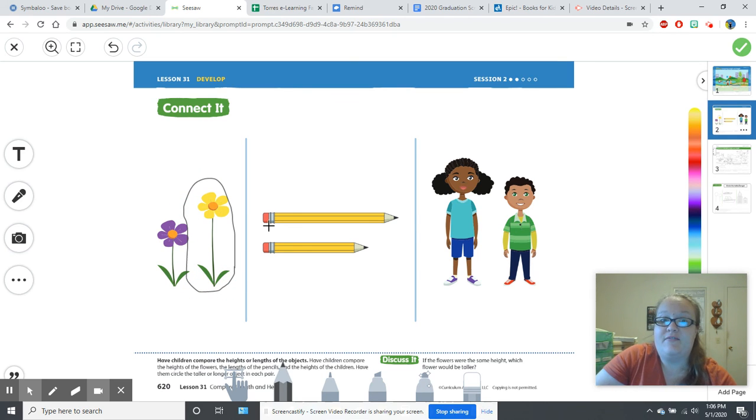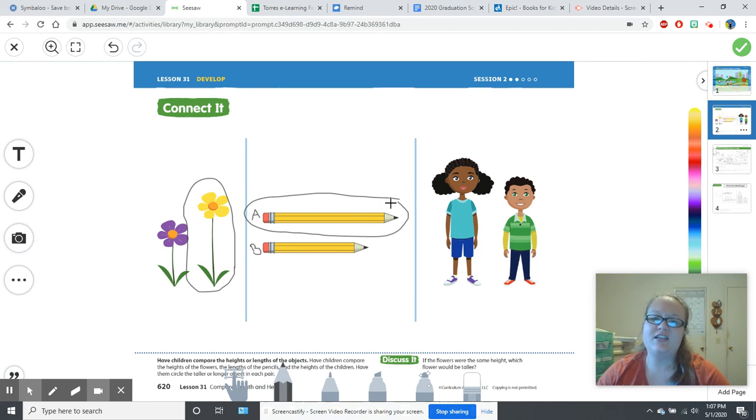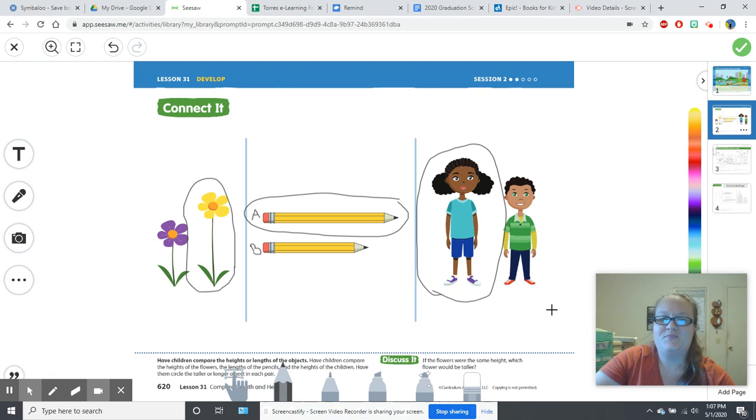Now let's look at these 2 pencils. I'm going to call the first pencil A and the second pencil B. So which pencil is longer? Very good. Pencil A is longer. And finally, take a look at these two children here. Which one is taller, the girl or the boy? Wonderful job. The girl is taller than the boy.